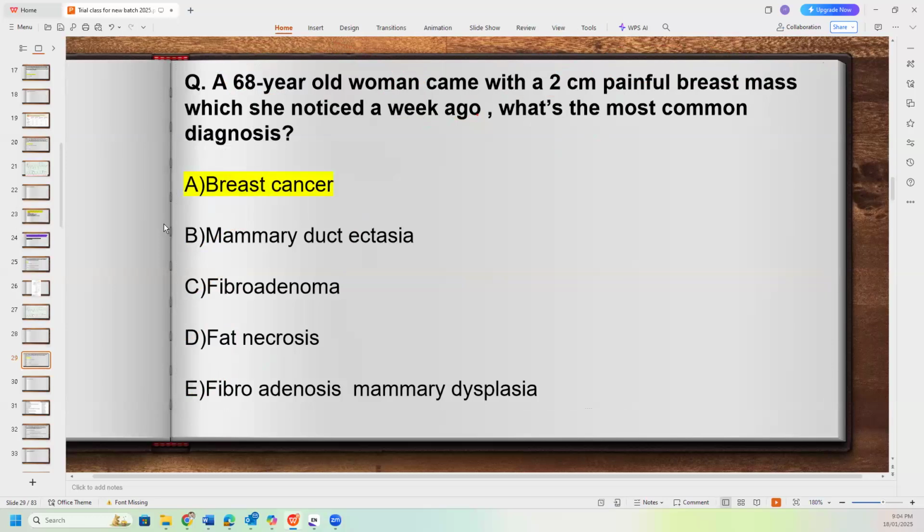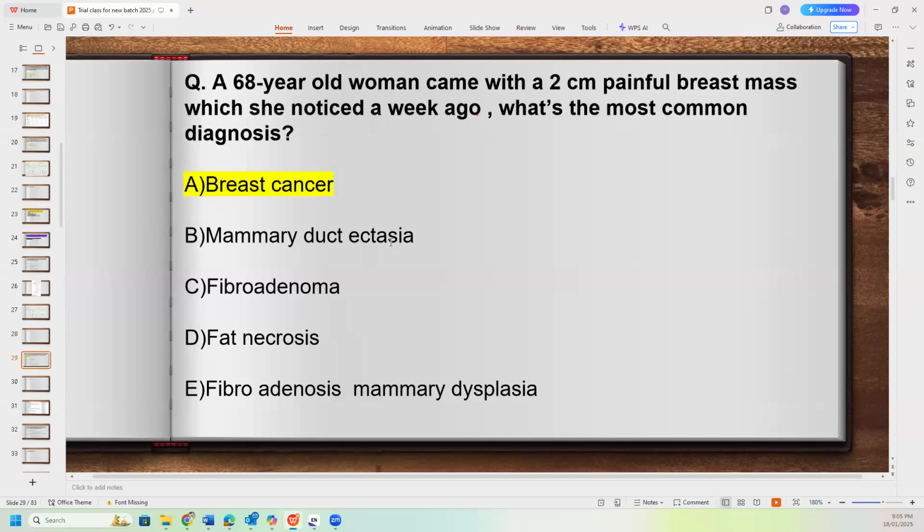It's a short history. Maybe it had been there for a long time, but she noticed it 1 week ago. It doesn't have to be there for a long while for you to notice that this is a lump. She noticed it 1 week ago. We don't know how long it has been there. Okay.